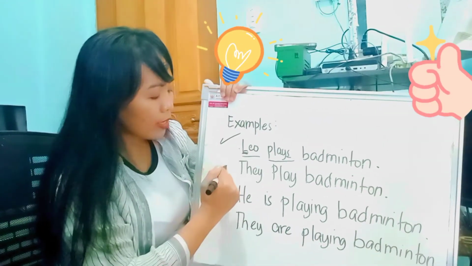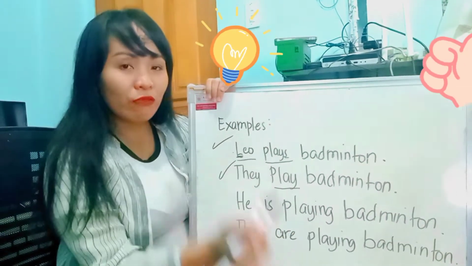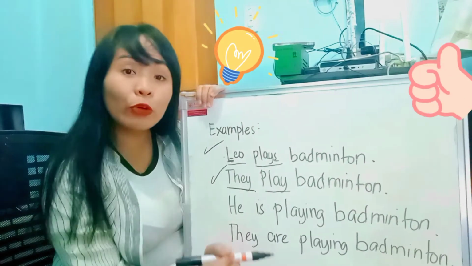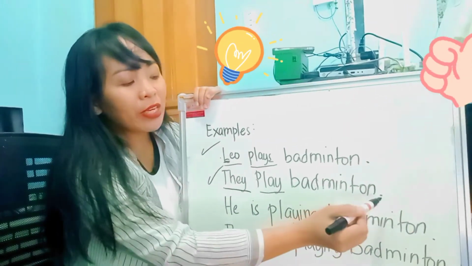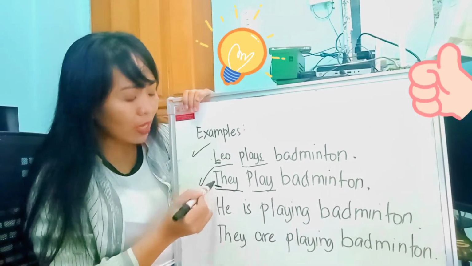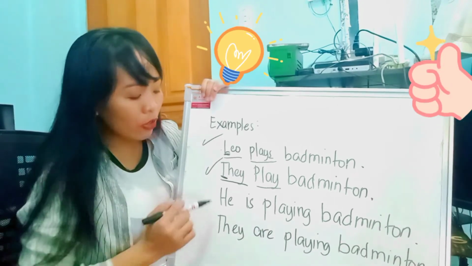In our second example, we use play, the base form of the verb, because our subject pronoun is they, meaning plural. And we make sure that our sentence ends with the proper punctuation, a dot, and it begins with a capital letter T.